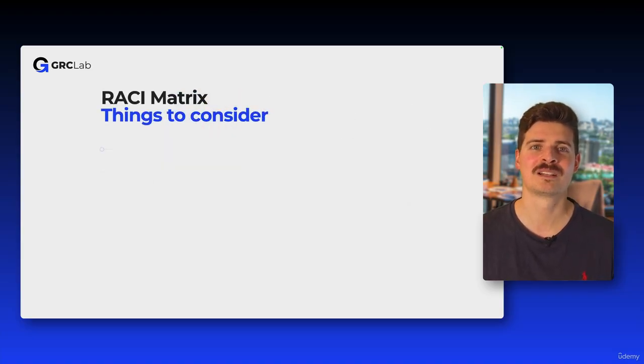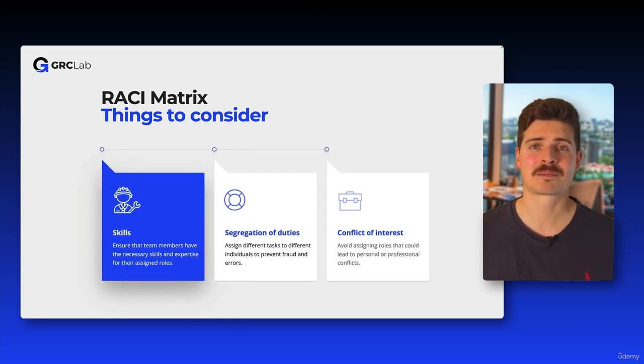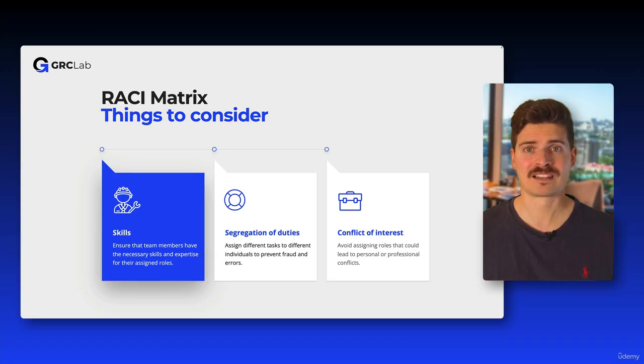When using a RACI matrix, there are several important factors to keep in mind, including skills, segregation of duties, and conflicts of interest. First, it's crucial to ensure that individuals possess the necessary skills and expertise to perform their assigned task effectively. For example, someone without software development experience should not be tasked with working as a developer.